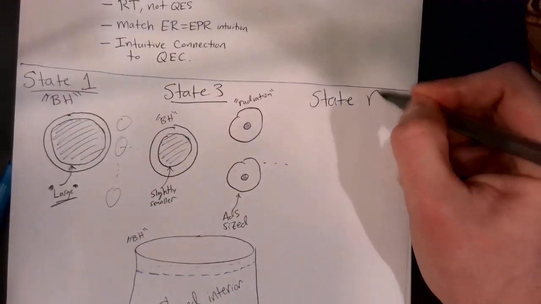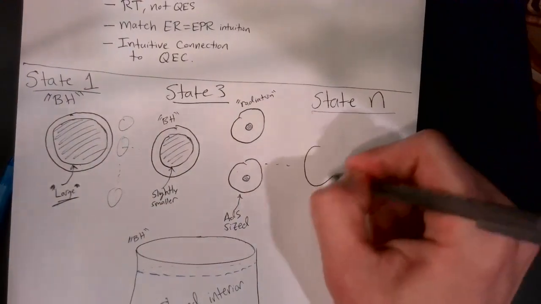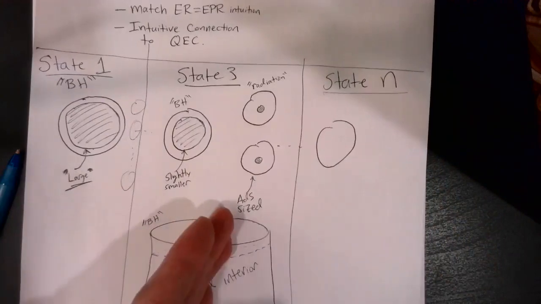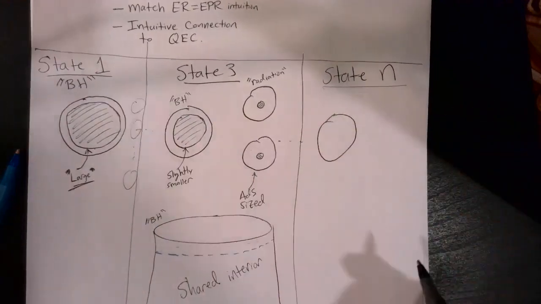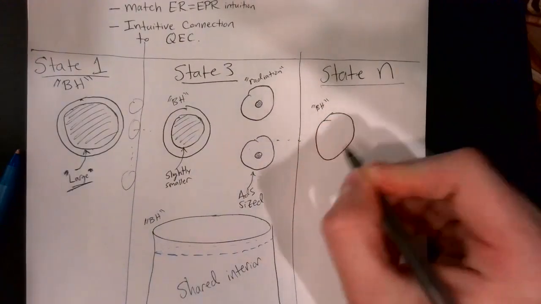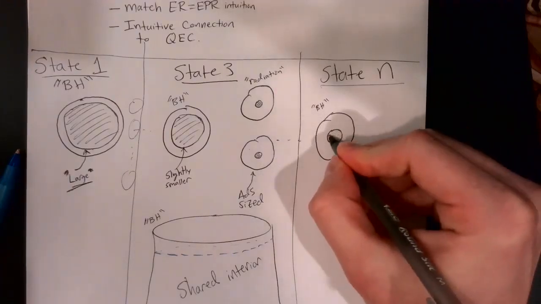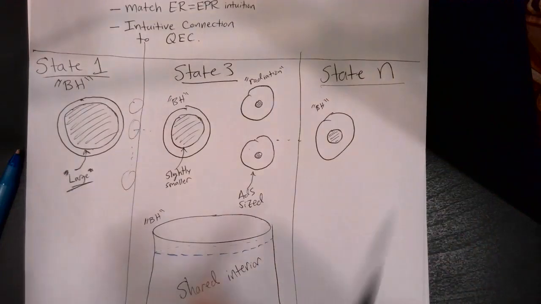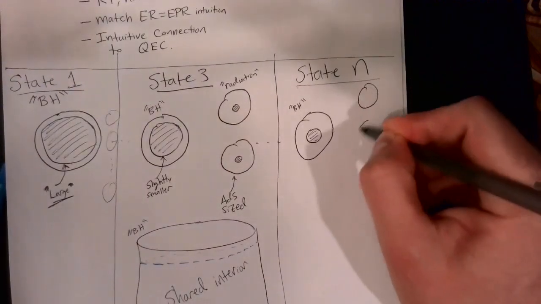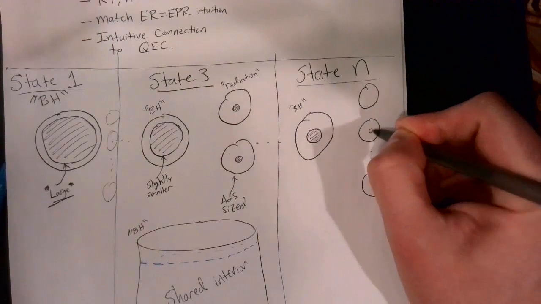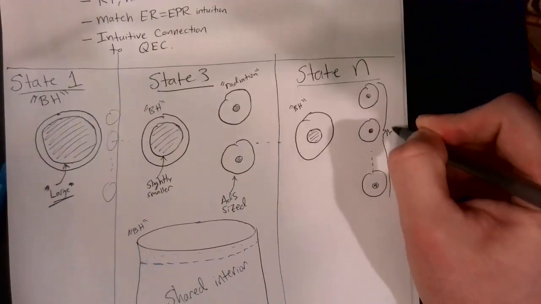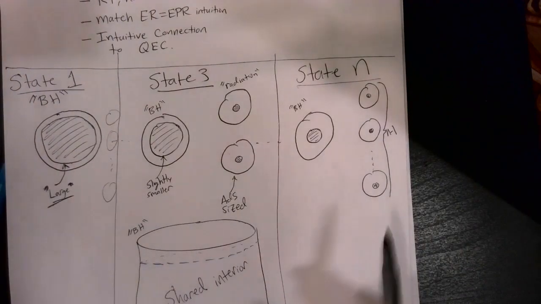So let me just finish up by saying what state N looks like. Let's just say state N, little n. Let me put a wall here to denote that this column is state 1, this is state 3, and this is state N. My circles are getting worse and worse. So this again is the black hole CFT. The black hole now at state N maybe is very small. Not very small, still bigger than these AdS size guys, but much smaller than it started with. And then now there are n minus 1 of these AdS size guys.